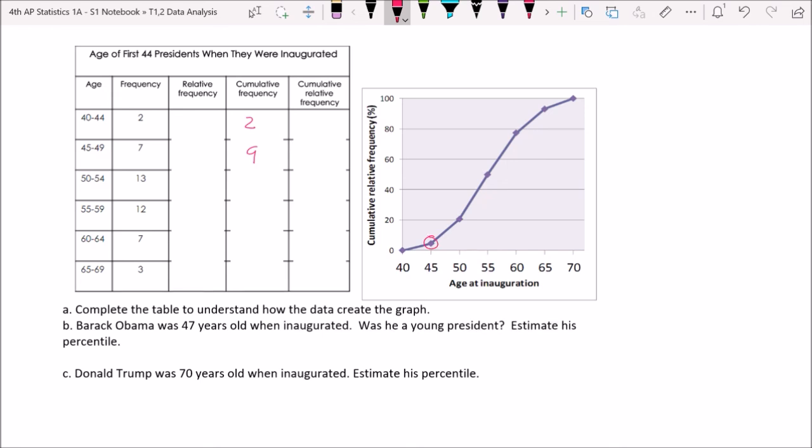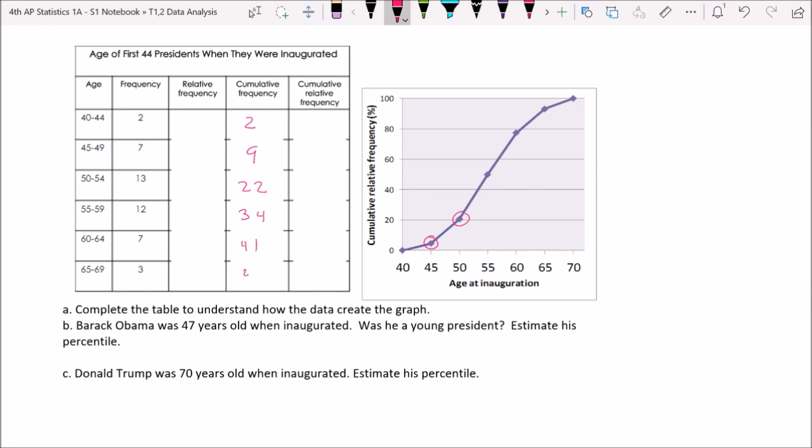There were 13 more, so that brings us to 22. That's signifying 22 presidents were 54 or younger. And you can see that data point right there. That's 22. Let's keep going. And so add 12 more, 34, add 7 more.